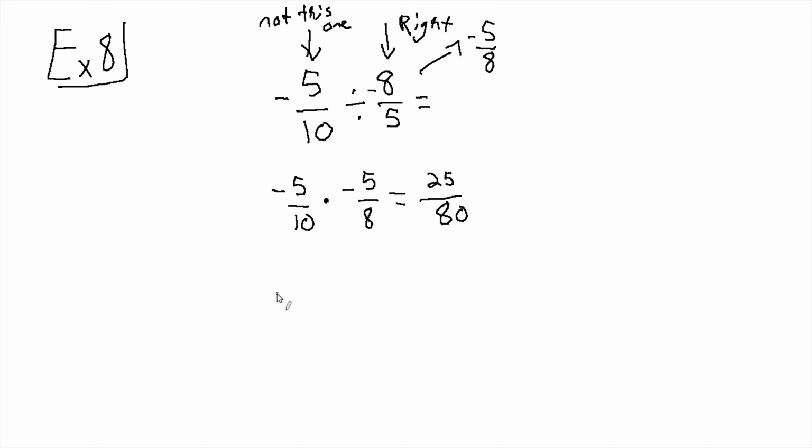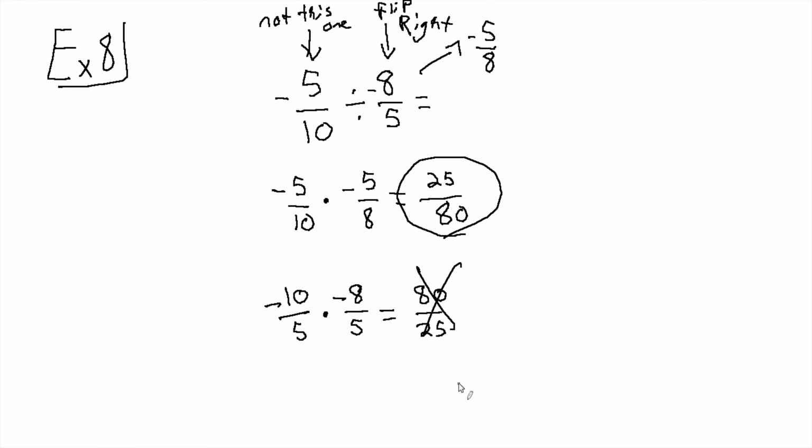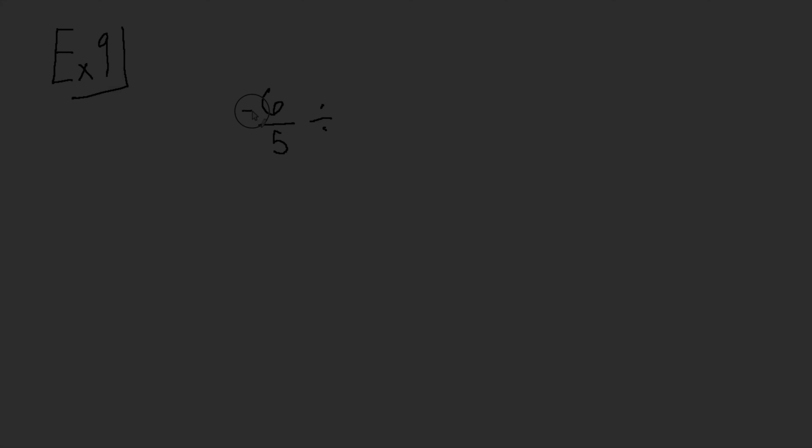If you didn't flip the correct one, so if you flipped the one on the left and you took the reciprocal of negative 5 over 10, which would give you negative 10 over 5, and then did the multiplication, your answer would be upside down. So if we did negative 10 times negative 8, which would give you 80, and 5 times 5, which would be 25, your answer would be 80 over 25. Your answer would be upside down. This is not correct. So remember, the one on the right is the one to do the reciprocal of, or to flip it. Let's do example number 9.